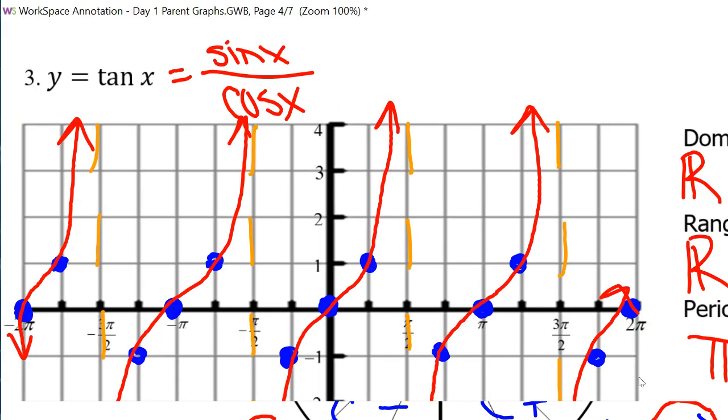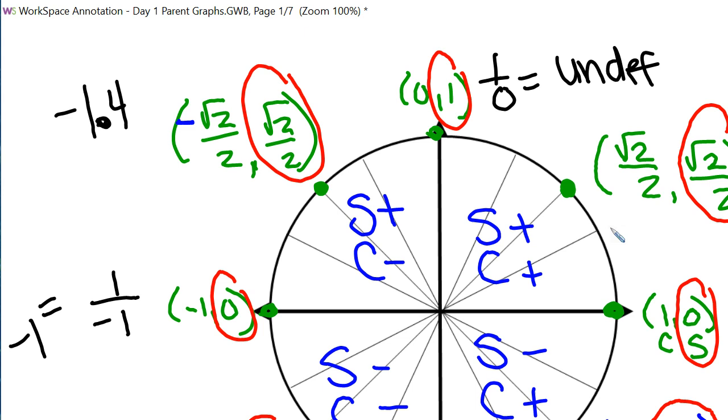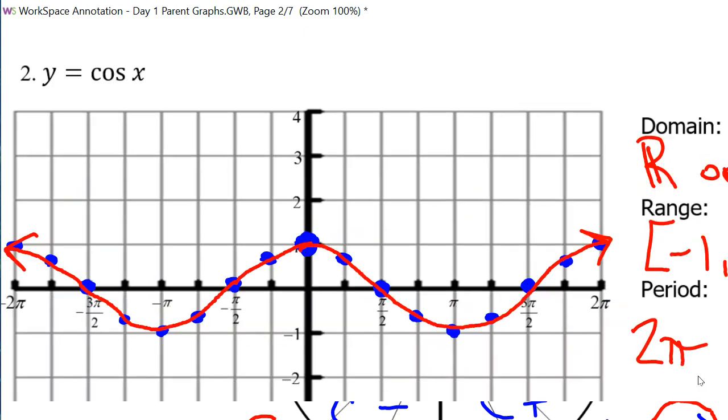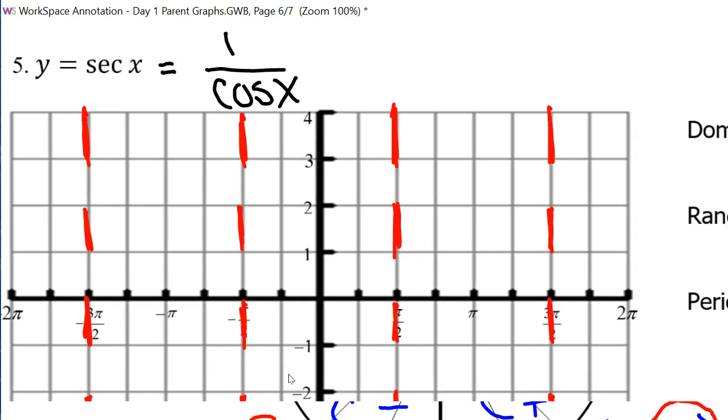Okay, let's start at negative pi over 4. So negative pi over 4 means we are rotating clockwise. So negative pi over 4 would be right here. And what is the secant value for negative pi over 4? 1.4. So negative pi over 4 is at 1.4. What about at 0? 1. And what about at pi over 4? 1.4. So here we have another parabola, and this one is concave up.